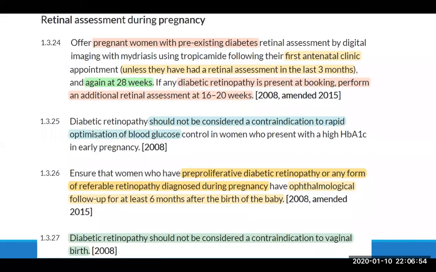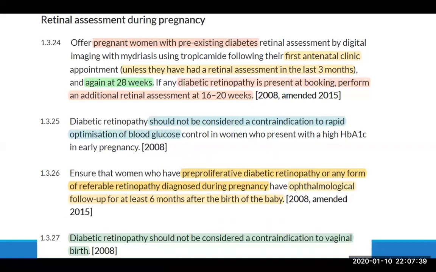A retinal assessment during the pregnancy is very important. Pregnant women with pre-existing diabetes must have a retinal assessment at the first antenatal clinic unless they have had a retinal assessment in the previous 3 months. And we must reassess the retina again at 28 weeks. If any diabetic retinopathy is present at booking time, we must check it 3 times: one at the first appointment, another at 16 to 20 weeks, and another at 28. So if the pregnant female presents with diabetic retinopathy, we must check retinal assessment 3 times.